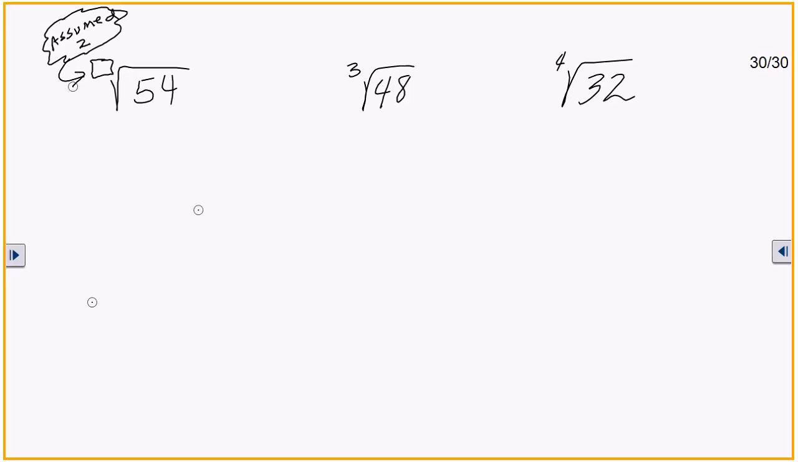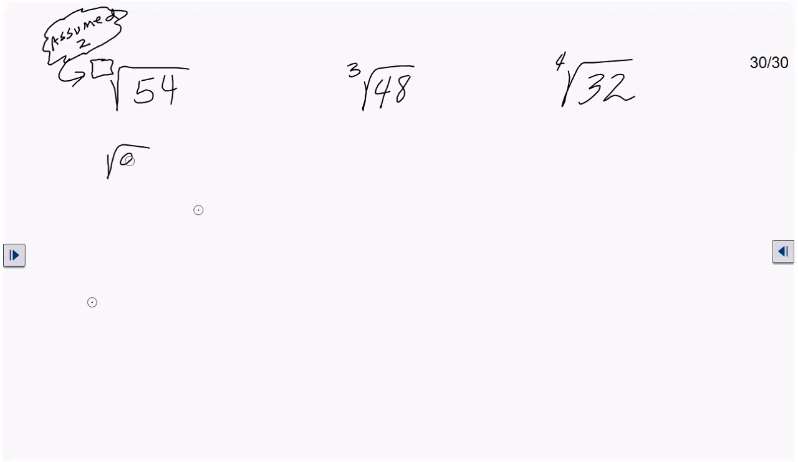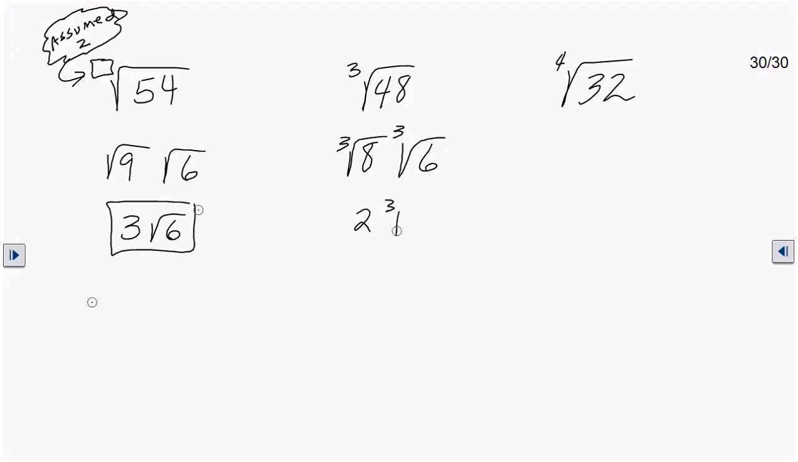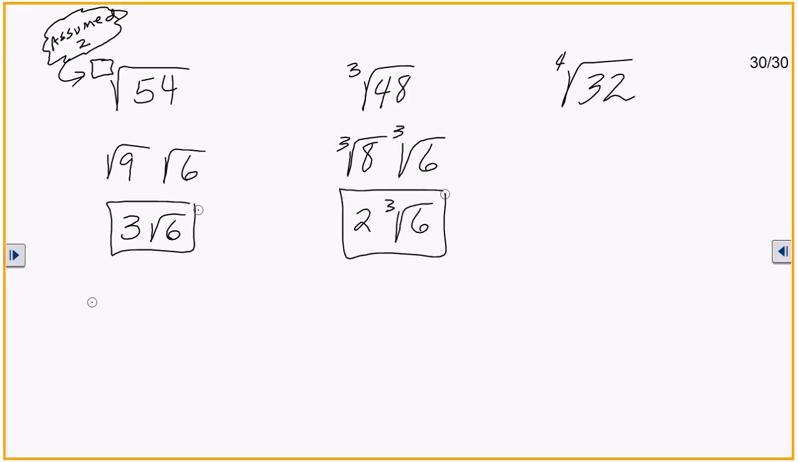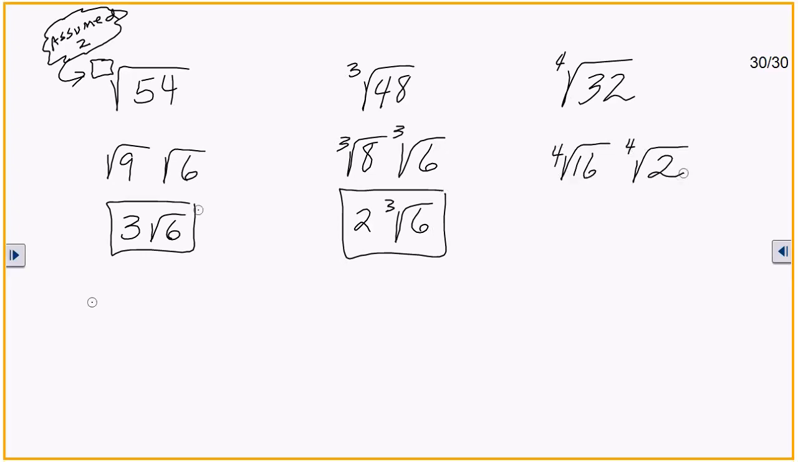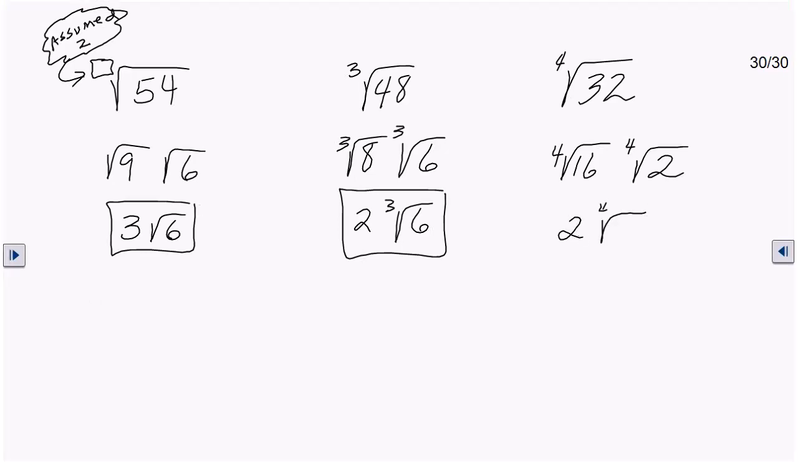So I'm going to break this up into the square root of 9 times the square root of 6, so 3 times the square root of 6. I'm going to break this up into the cube root of 8 times the cube root of 6, so 2 times the cube root of 6. I'm going to break this up into the fourth root of 16 times the fourth root of 2. The fourth root of 16 is 2. So 2 times the fourth root of 2.